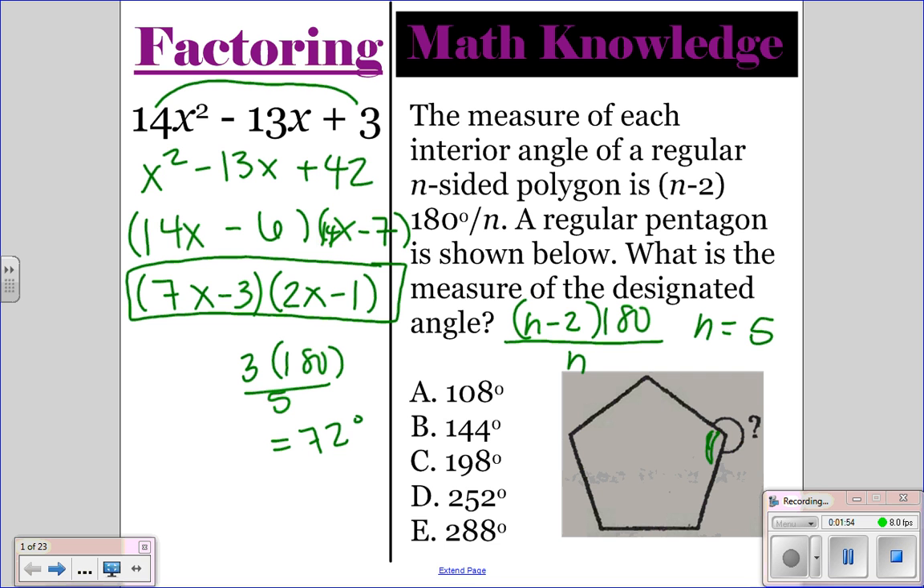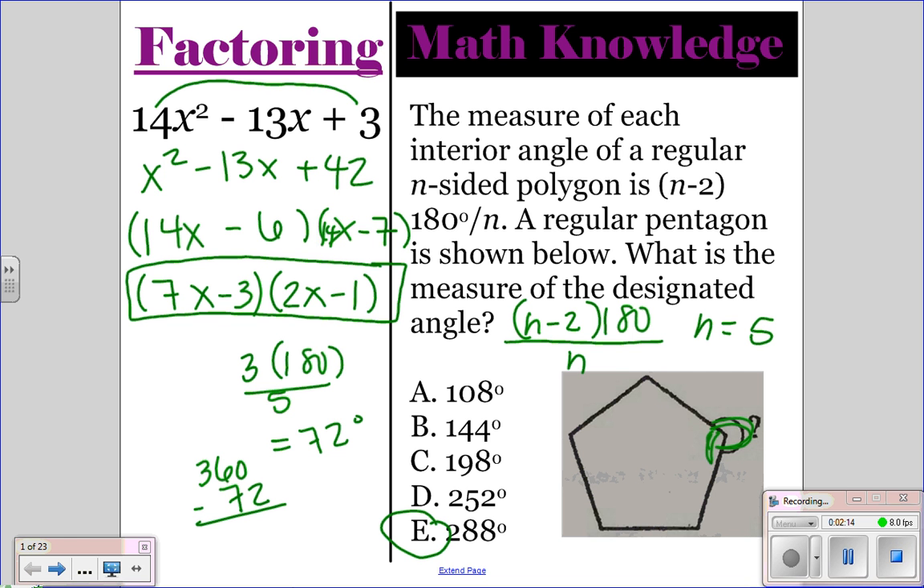So if that one is 72, we want to find the rest of the angle. Well, this part over here is going to be 360 minus 72. And so if you subtract those, you're going to end up with 288. And so that would be your answer for the math knowledge question.